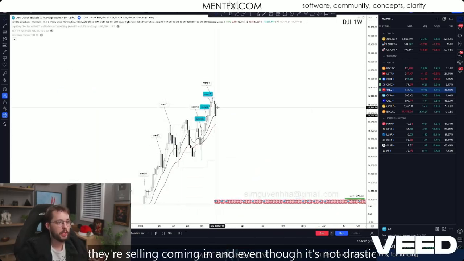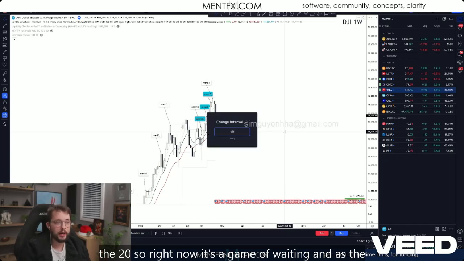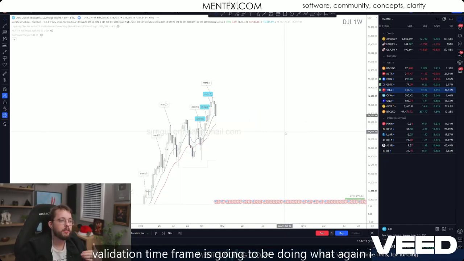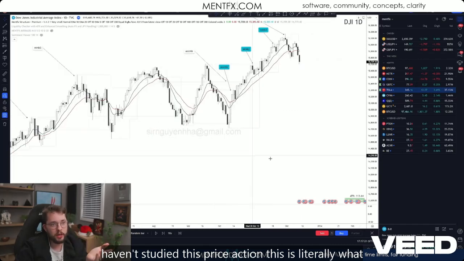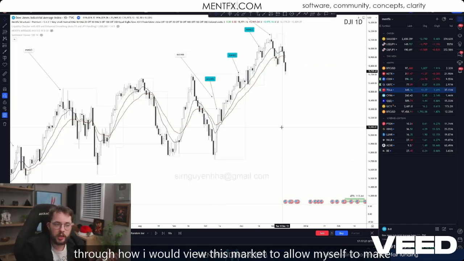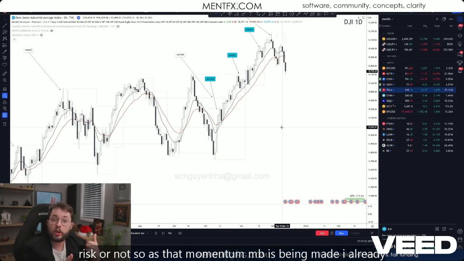Even though there's selling coming in, and even though it's not drastic yet, well, it might want to find itself on the 20, the 10, or the 20. So right now it's a game of waiting. And as the momentum MB is being made on the context time frame, the validation time frame is going to be doing what? Again, I haven't studied this price action. This is literally what, 2013, right? I haven't studied this action. I'm walking you through how I would view this market to allow myself to make the choices of if I should put money on as risk or not.